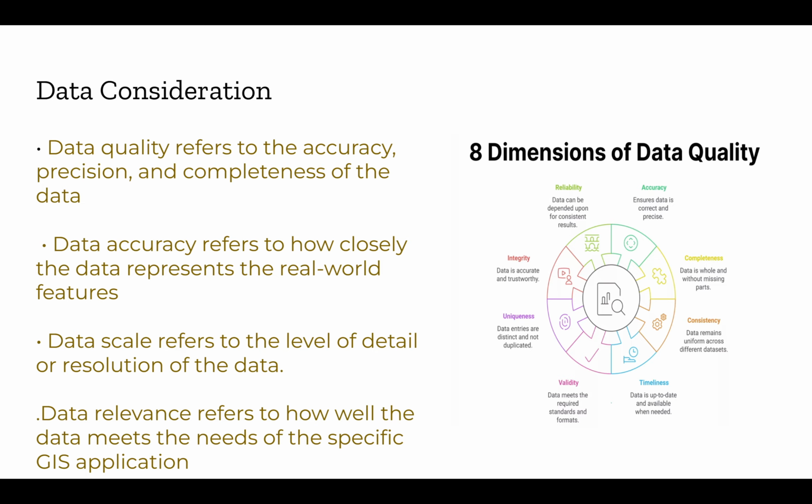Before conducting any GIS analysis, it is vital to evaluate data quality and relevance. We must ask, how accurate and appropriate is the data for our study? Data quality refers to its precision, completeness, and reliability. Data accuracy measures how closely the dataset matches real-world features, while data scale determines the level of detail. Data relevance ensures that the data aligns with the goals of a project. Understanding these considerations helps minimize errors and ensures that GIS analysis produces meaningful and dependable results.